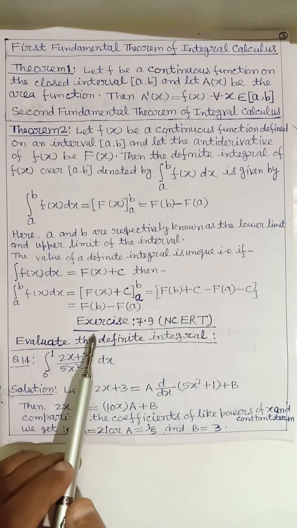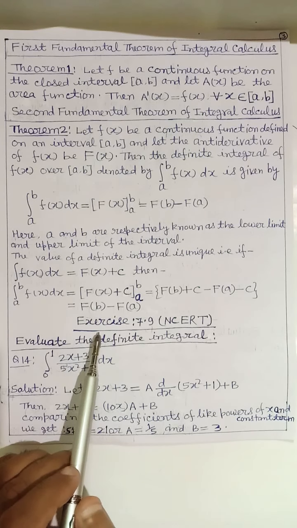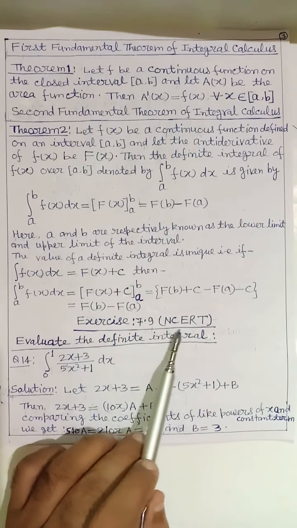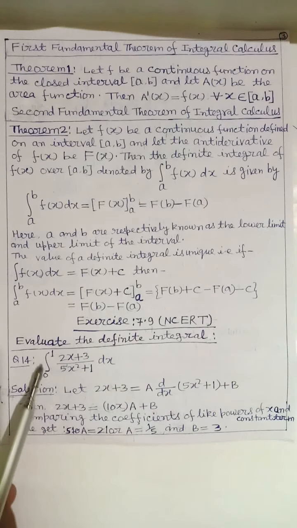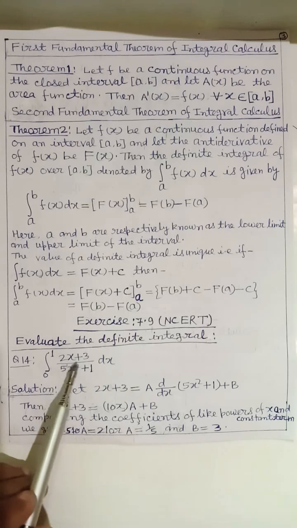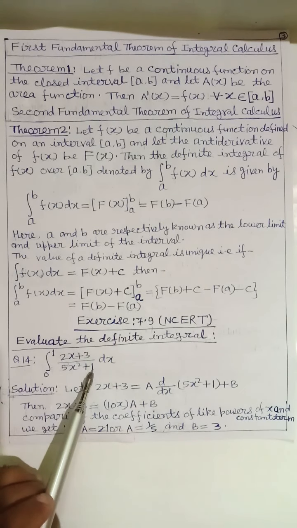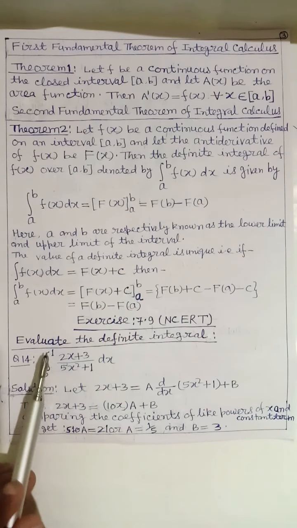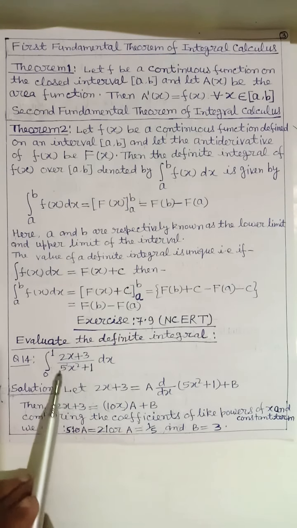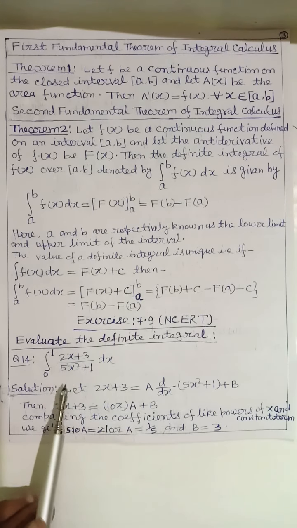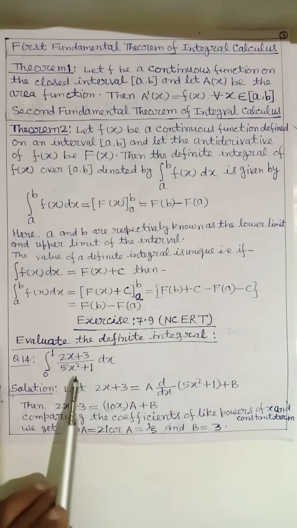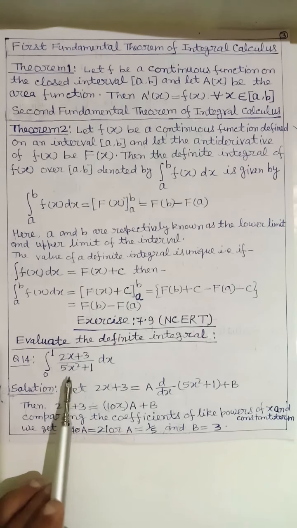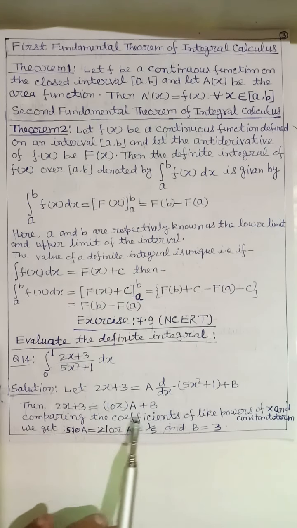Now we discuss the solution of the questions of exercise 7.9 from NCERT. Evaluate the definite integral: integral of 2x plus 3 by 5x square plus 1 dx from 0 to 1. Dear students, first we solve it as an indefinite integral, and this is of the form px plus q by ax square plus bx plus c. So using that process, first we find the values of a and b.